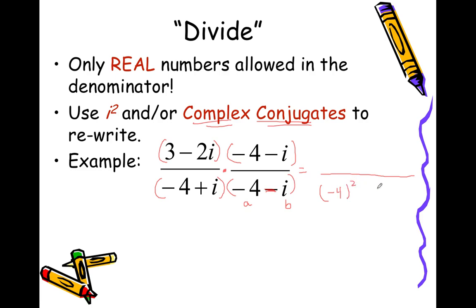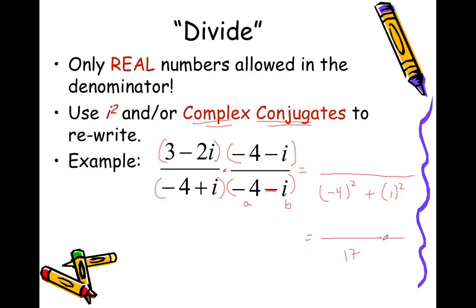A squared, B, which by the way, what is B? 1 or negative 1, it doesn't matter, you're going to square it. What's the sign in the middle? A squared plus B squared. So my denominator is going to be 17.